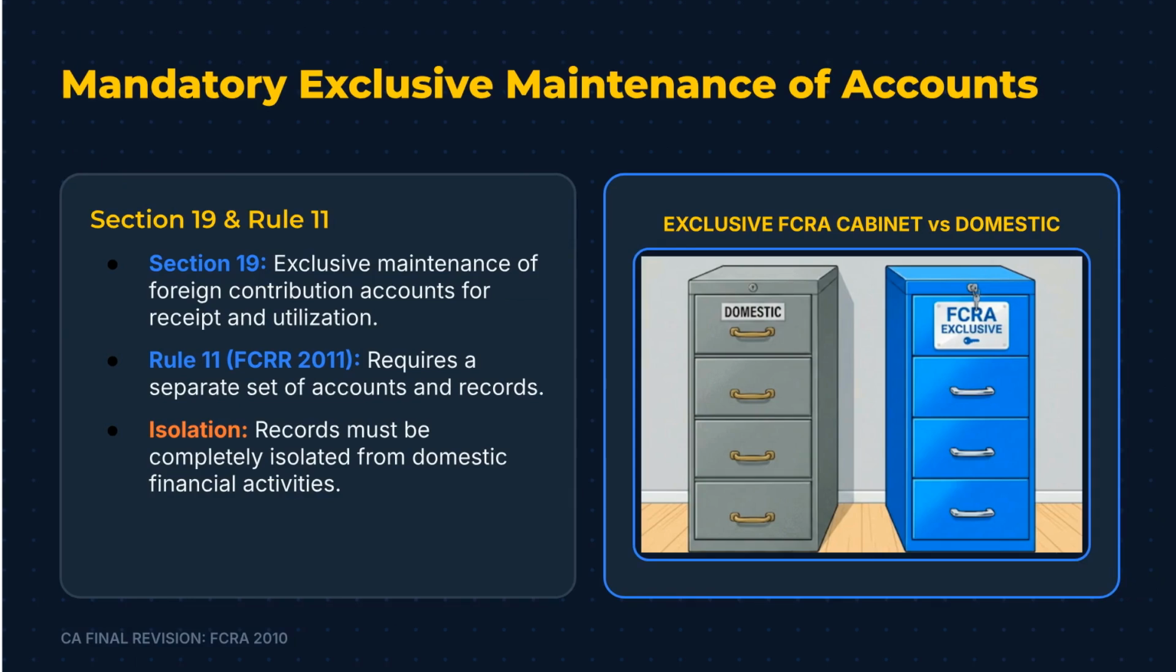Section 19 requires every approved person to maintain proper records relating to foreign contribution. This includes maintaining an account of contributions received and records showing how those funds were utilized. Rule 11 of the FCRA 2011 further strengthens this requirement by mandating a separate set of accounts and records exclusively for foreign contribution transactions. In simple terms, foreign contribution accounting must remain completely isolated from domestic accounting. This segregation ensures transparency and makes regulatory monitoring significantly easier.